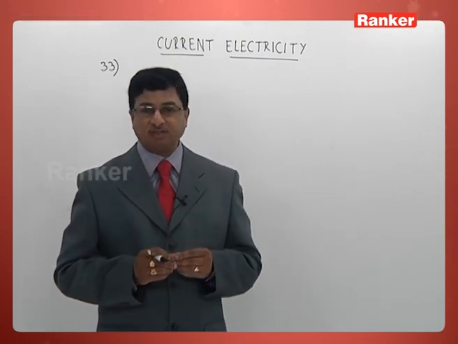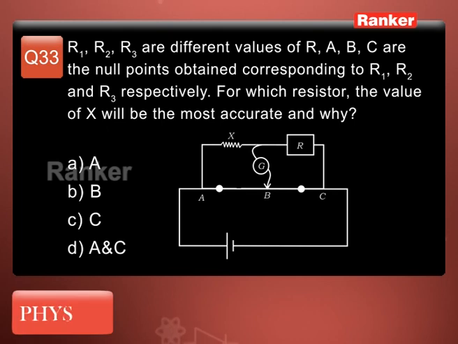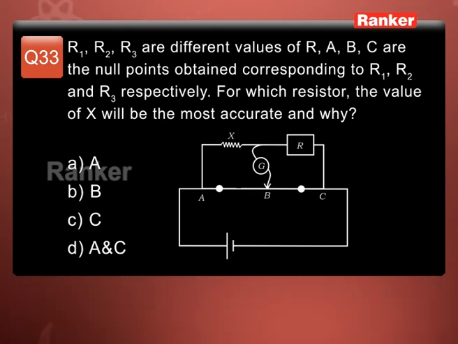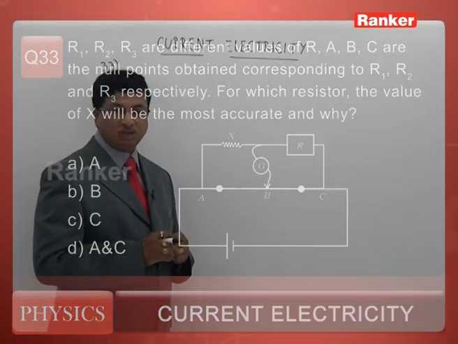Now what is the question? For which resistor the value of X will be the most accurate and why? We just have to give the reason as well. Most accurate is the concept. Let me just give you the construction that has been given to us.